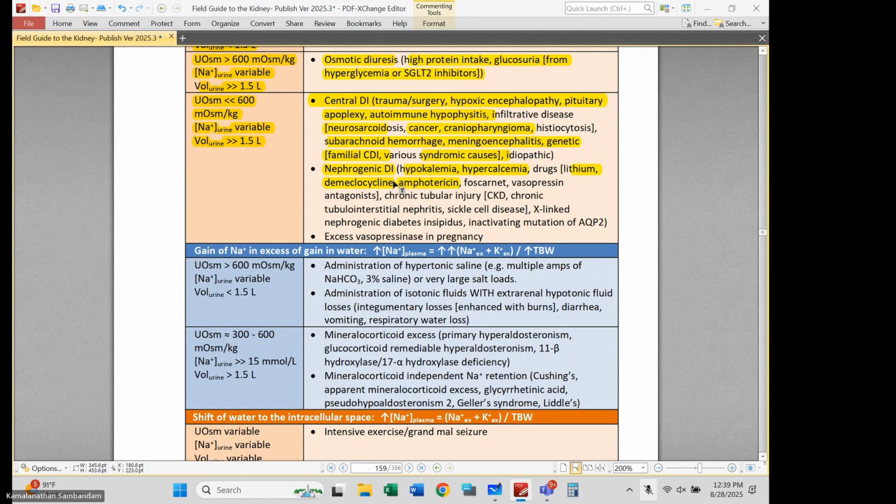Amphotericin can cause nephrogenic DI, as can foscarnet, a vasopressin antagonist. I'll also add the platinum drugs that can also cause a mild impairment in urinary concentration. Any chronic tubular injury, including CKD, would be a scenario again in which you cannot maximally concentrate urine. So it'd be reasonable to consider that as a form of nephrogenic DI.